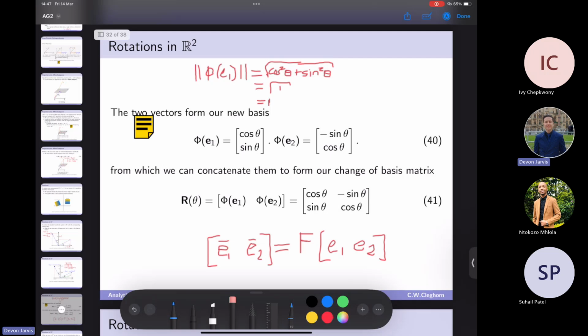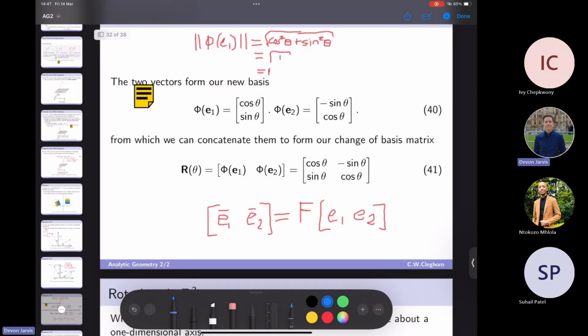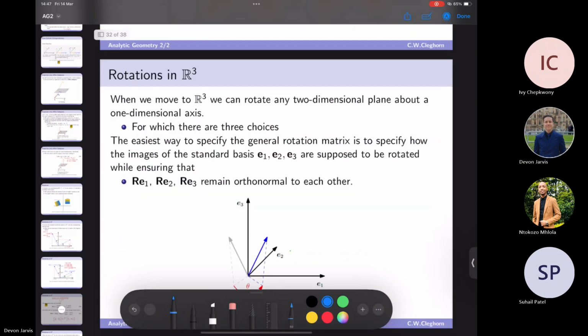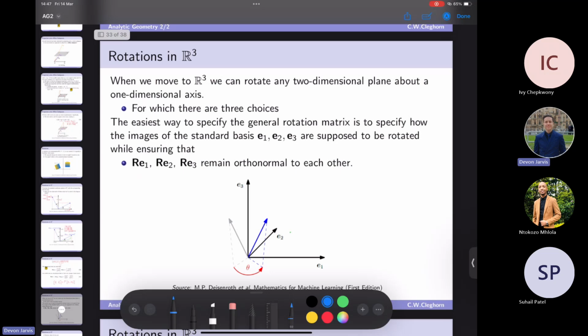And so this is exactly what the slides are then saying. And then you can generalize the idea into higher dimensions, where what you're always doing in higher dimensions is holding all of your axes fixed except for two of the dimensions. So in this case, and in most cases, we're only ever going to be rotating two-dimensional planes. Everything else is going to be fixed.